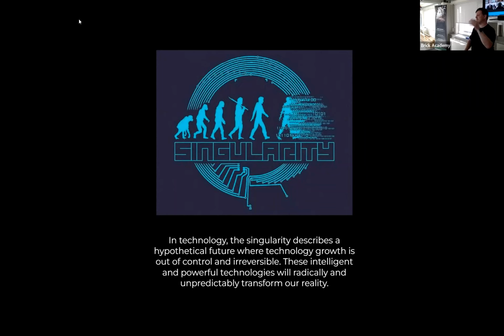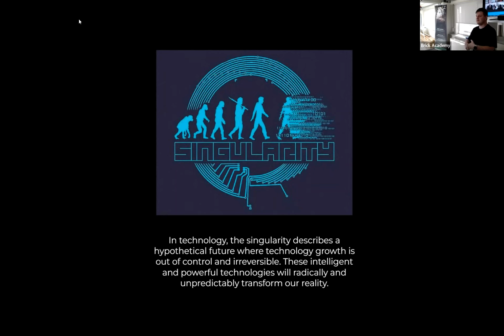So first of all, let's make it clear where we are and what we see now. We see AI coming up simply because we are reaching that technological singularity point. Technological singularity, and I will read it from here because it's easier: in technology, the singularity describes a hypothetical future where technology growth is out of control and irreversible. Irreversible. These intelligent and powerful technologies will radically and unpredictably transform our reality, our job, our profession, and our daily life, obviously. This is a really easy definition of technological singularity.